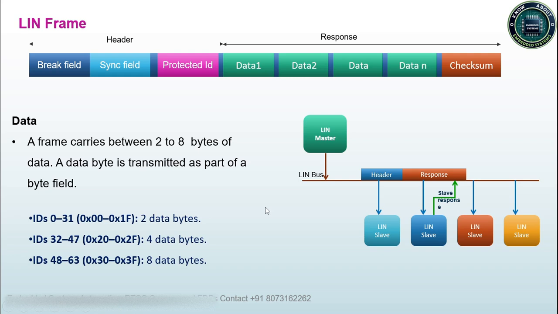So what does this data field stand for? The data field is the part of the frame that carries 2 bytes to 8 bytes of information. Once a header is defined and one particular slave is identified by its number, that slave will respond to the master along with the bytes of information. As you already know, if your ID is from 0 to 31, it's 2 bytes, 32 to 47 it's 4 bytes, and 48 to 63 it is 8 bytes of information. Like this, the frames are defined with an identification number and a number of bytes.